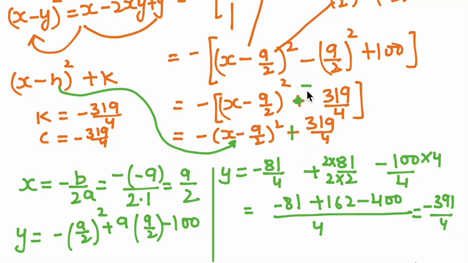Okay, just check the sign. Is it negative 81 by 4 plus 100? Yes, this is positive. Okay, previously it was correct. So if you compare, the value of k is negative 319 by 4. Here also, y, which is k of the vertex, is negative 319 by 4. And now see how few calculations this method has. So, try this method. Okay, now the third one is the discriminant method.